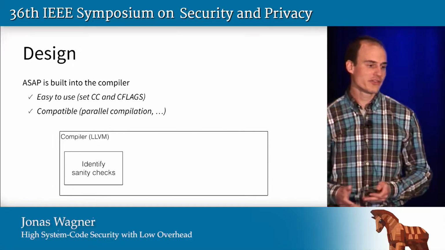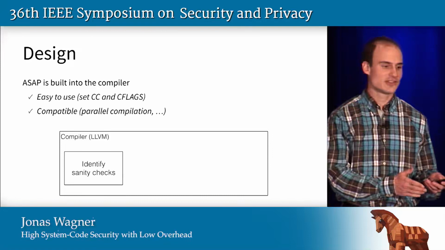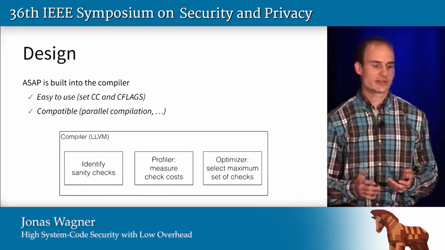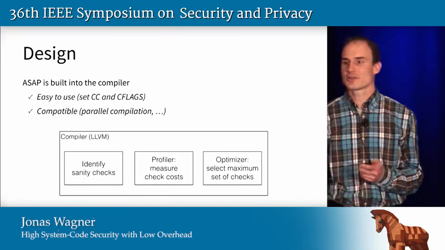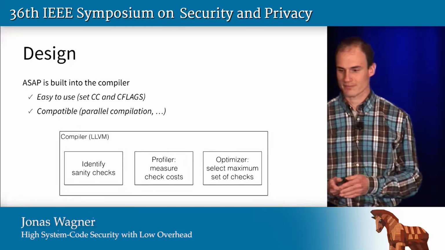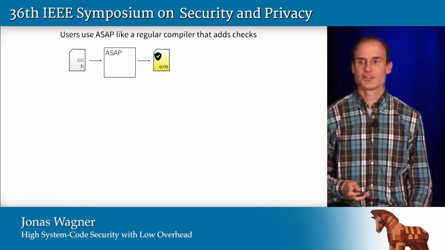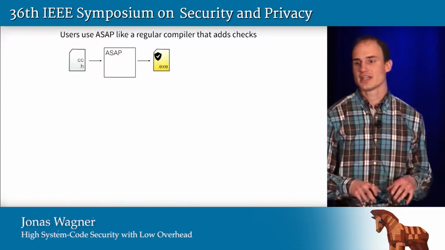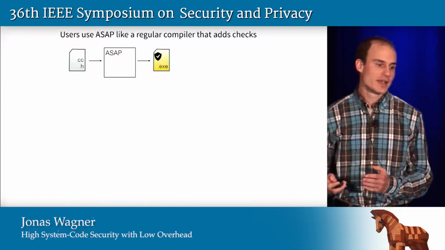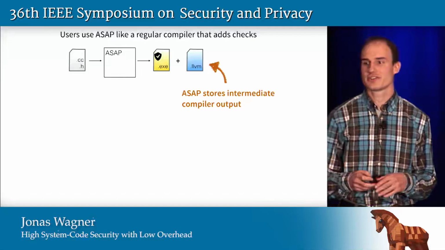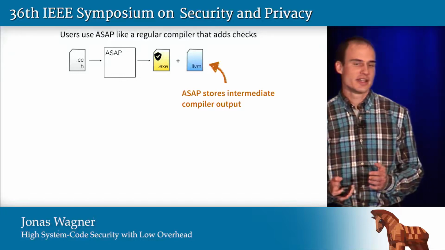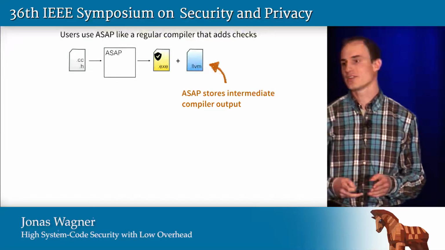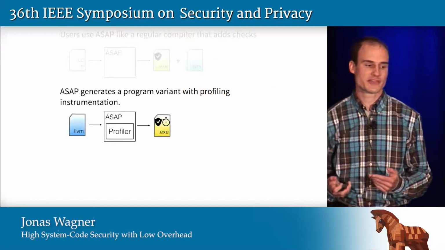ASAP has three main components, namely a component to identify sanity checks in programs, a profiler to measure the checks' cost, and also an optimizer to select the optimal set of checks for a given budget. A user uses ASAP just like a regular compiler that generates a binary that's protected using checks. ASAP would, in addition, store the intermediate outputs of the compiler. In our case, these are files in the LLVM intermediate representation. It uses this output to generate variants of the program.